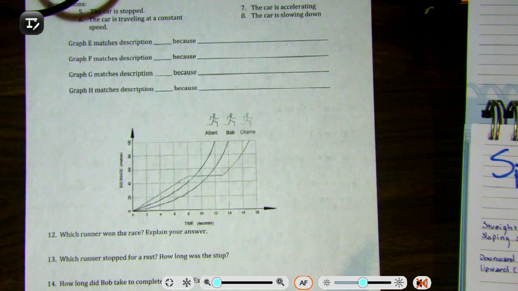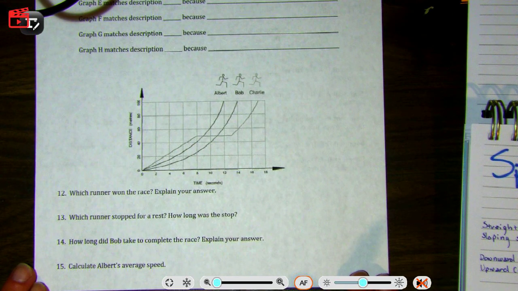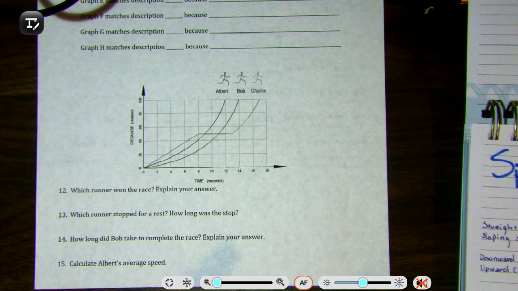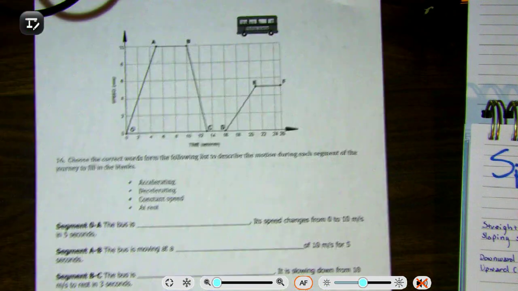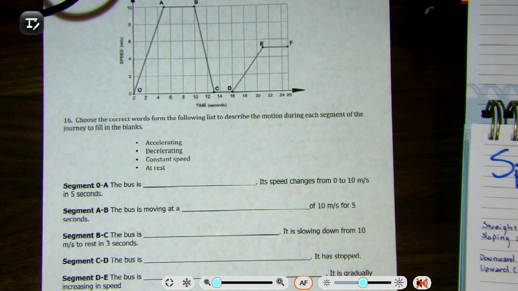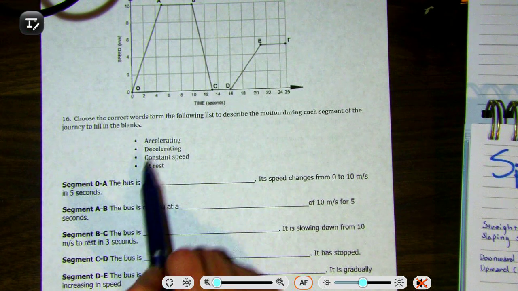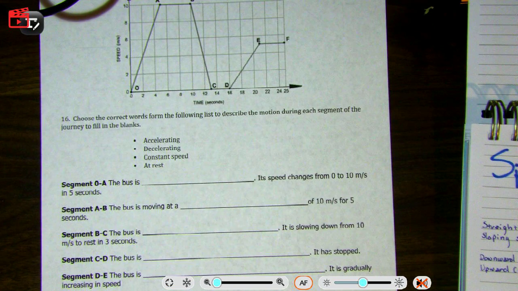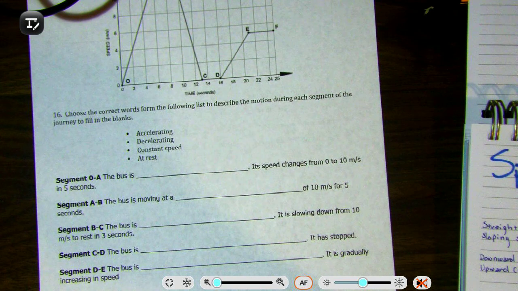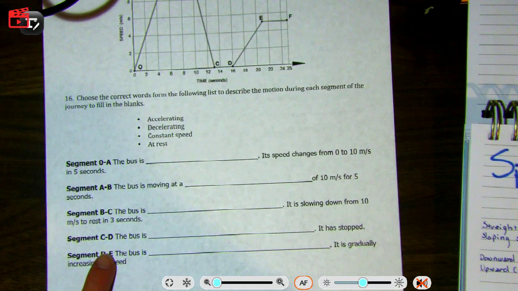Then you have another graph down here with some questions. I'm not going to tell you what that graph is. You're going to need to figure it out on your own. All right, look at the graph, see what information it's giving you. And then you get another graph, okay? And this one, it tells you that it's going to be accelerating, decelerating, constant, or at rest. So you're going to figure out what's happening in these different segments, okay?